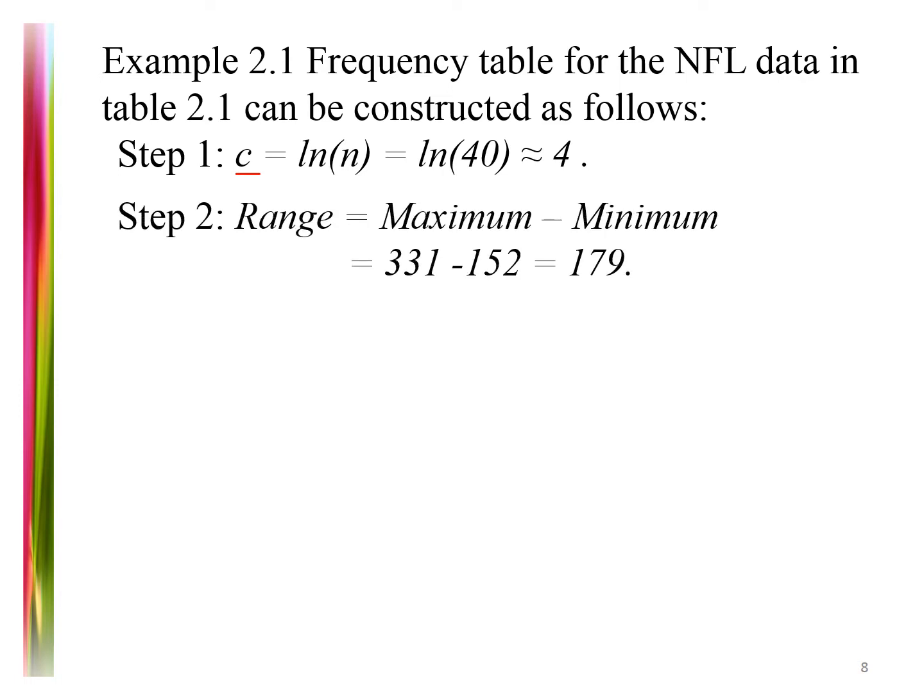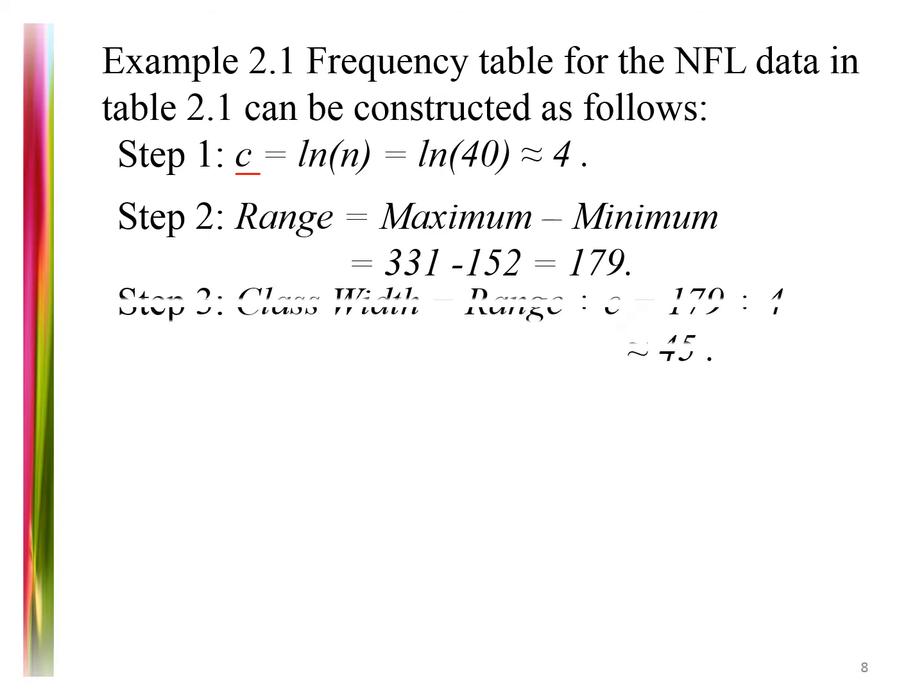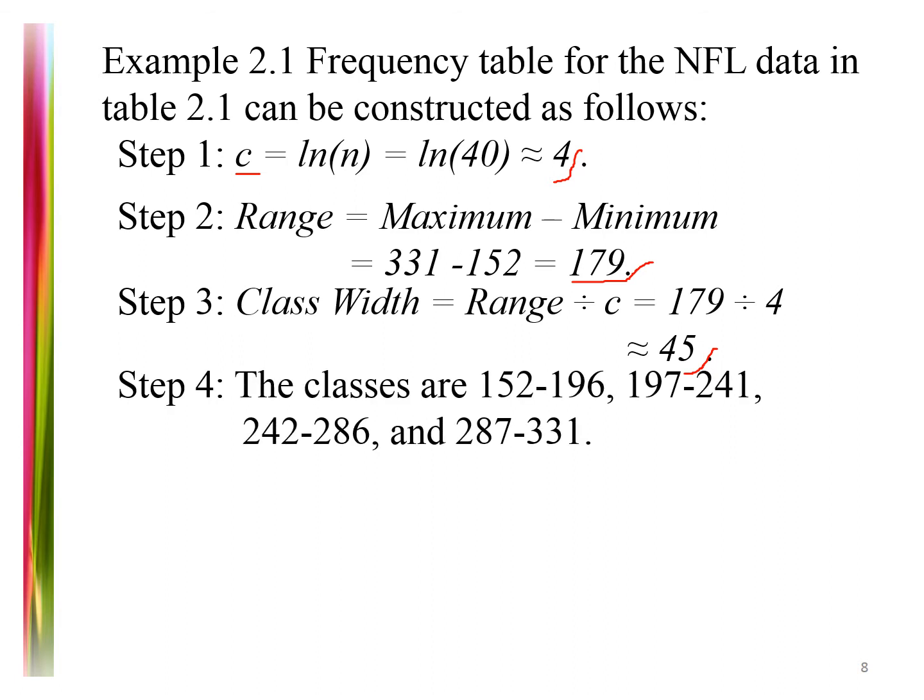Maximum minus minimum. The maximum value is 331 and the minimum value is 152, so that should be equal to 179. That is step 2. Step 3, class width calculation. It is equal to the range divided by the number of classes. In this case the range is 179 and the number of classes is 4. So 179 divided by 4 is approximately 45. So the class width is 45.